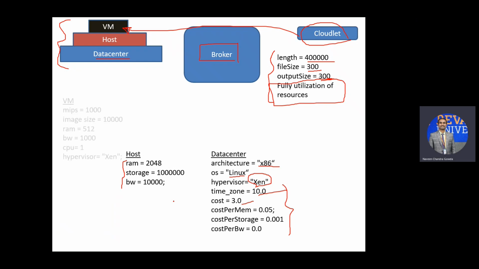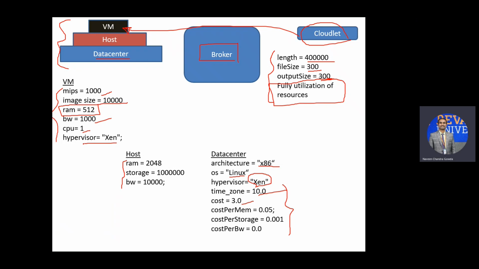And finally, the VM which will be placed above the host machine. Even the VM should have its own capacity as MIPS, which is how many million instructions you can execute per second, and what image size is required, the RAM capability of the VM, and bandwidth, CPU, and again the hypervisor or VMM.